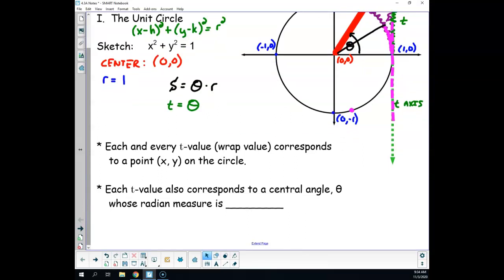So each t value also corresponds to a central angle theta, whose radian measure would be t itself, because theta equals t. You would have seen most of this in Algebra 2, so we're just briefly going through it because of where we want to get to.